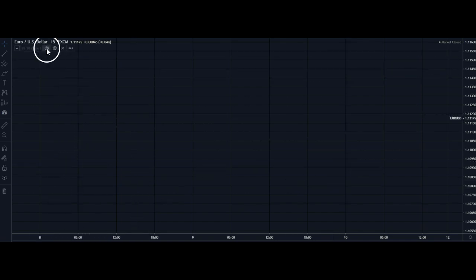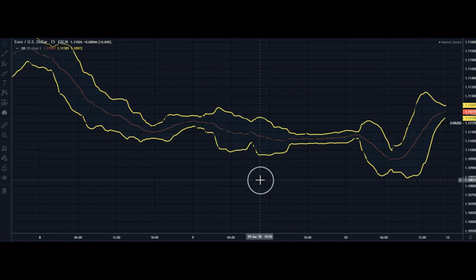So what we have here are the Bollinger Bands. Now, yes, the Bollinger Bands have been around for quite a while. There's a reason why all these old indicators that aren't the newest and hottest thing are still around: because they work.